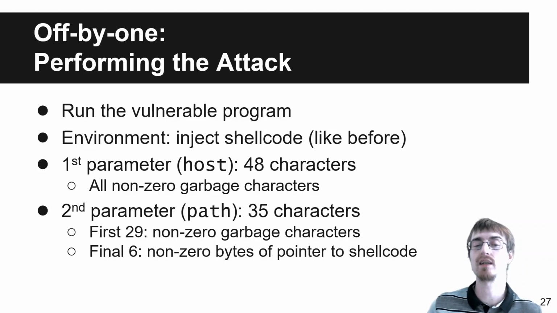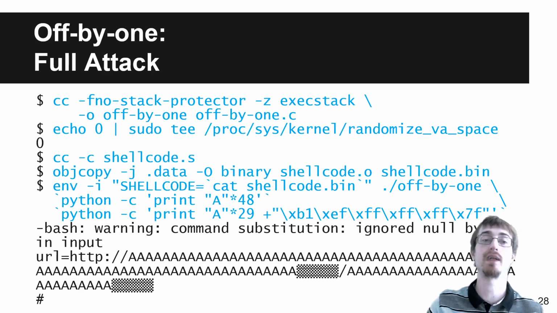The first 29 are non-zero garbage characters again, and the final 6 are non-zero bytes of the pointer to the shellcode. So this pointer will be written twice, but the first one will be ignored. Only the one that ends up exactly over the return address will be used. And the program will jump to this pointer to the shellcode. And then we complete the attack.